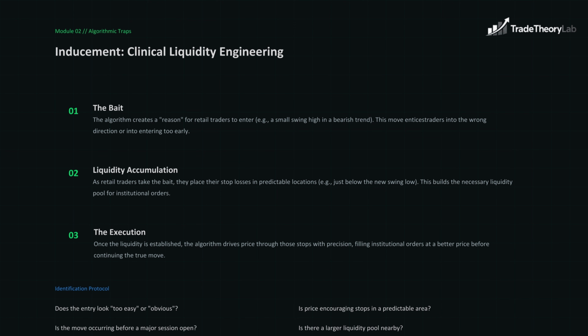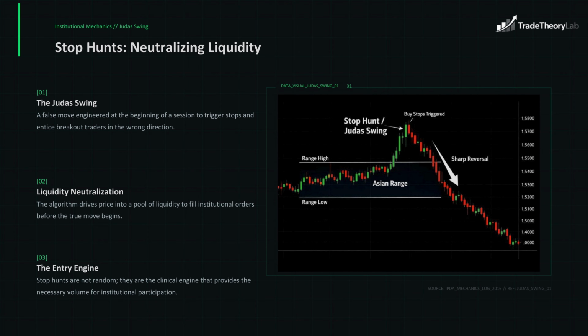Once that liquidity is established, the algorithm will drive price down through those stops to fill institutional sell orders at a better price. You must learn to identify these traps. Ask yourself, where is the market encouraging people to put their stops? Where is the obvious place to enter? If the entry looks too easy, it is likely an inducement.